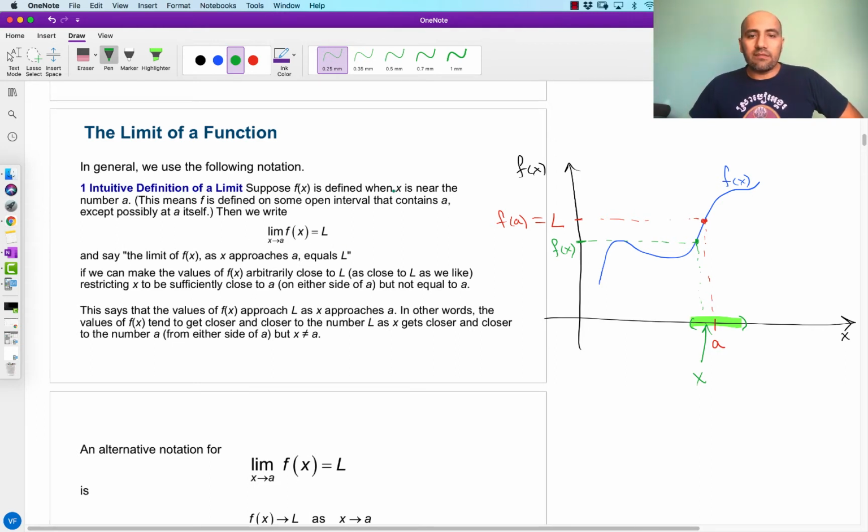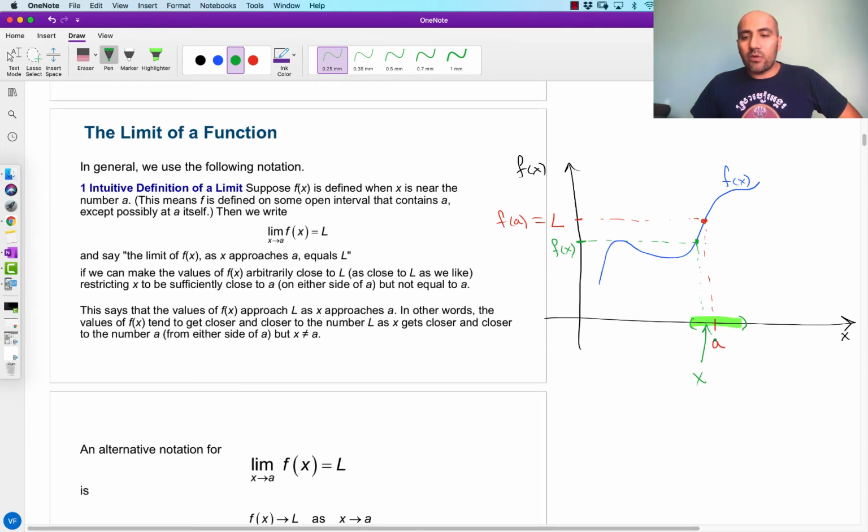So f of x is defined when x is near the value a, right? But except maybe possibly at a. So it's possible that f of x might not even be defined at a. It might be defined at x equal to a. It might not. This might have a little hole there actually. But that's okay. We don't really care about the actual value when you plug a into our function.